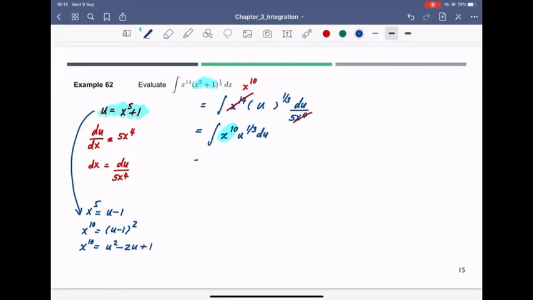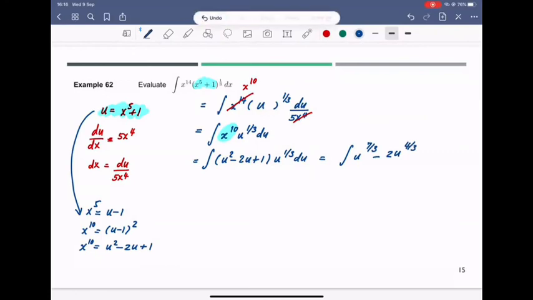Not bad. So I'm gonna get this thing back to u squared minus 2u plus 1, times u to the 1/3 du, right? And then now I can simplify that. So, well, go slow. So I'm gonna get integrate u to the 7/3, oh, sorry, that's 7/3, u to the 7/3 minus 2u to the 4/3 plus u to the 1/3 du, right? And then after that, I integrate that.